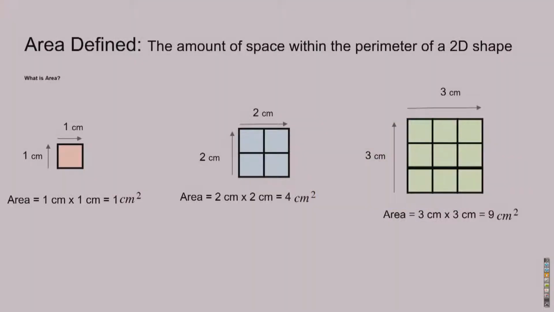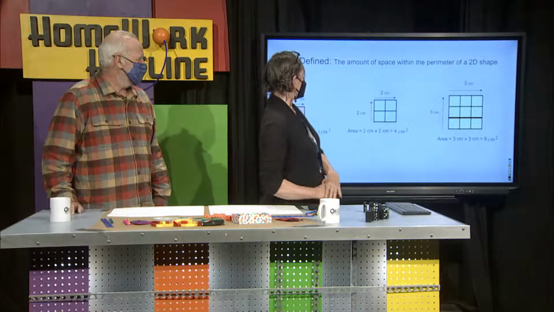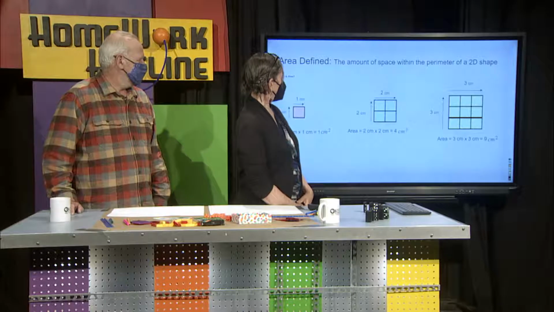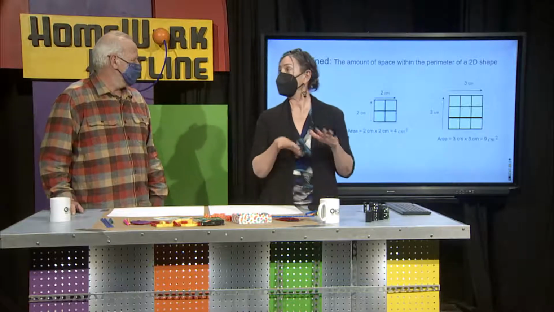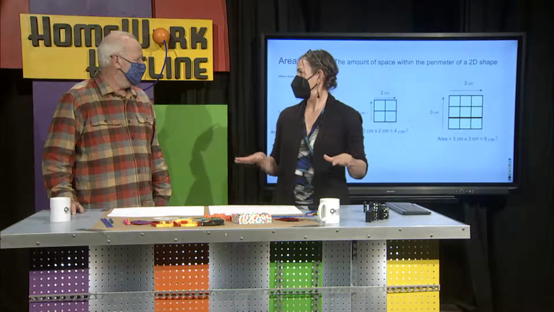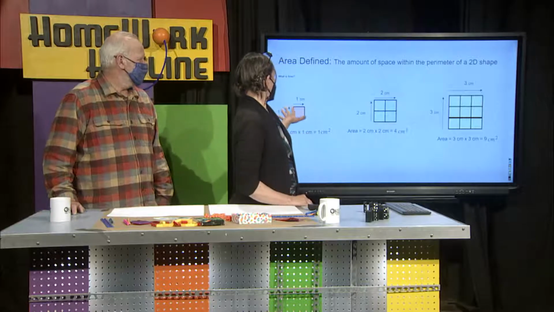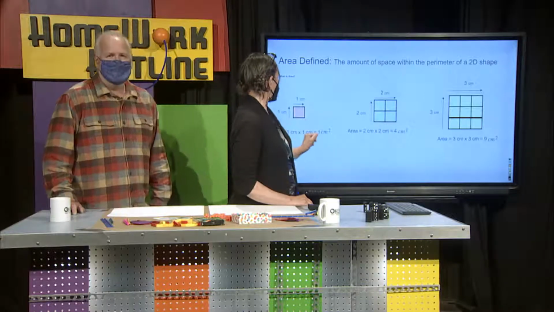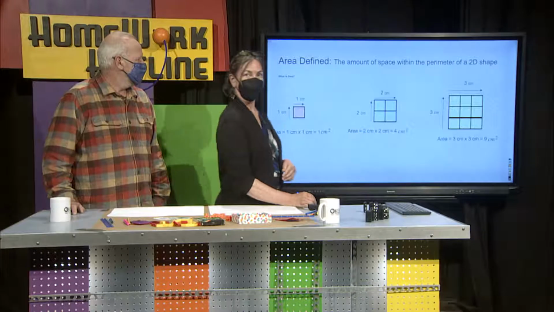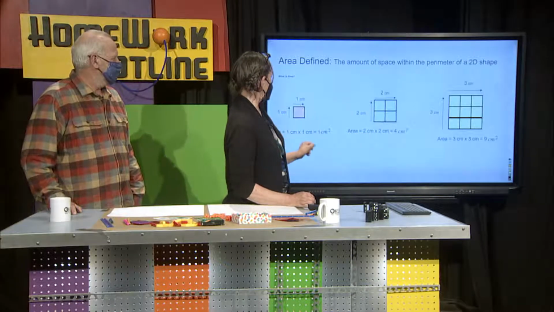So let's talk about what area is. I wanted to do this because I noticed that a lot of people get confused, so it's good to always review what each of these are. Area is defined as the amount of space within a two-dimensional shape. You might think of the carpeting that's on the floor in a room. And here we have our 1 centimeter square again. The area is the two sides multiplied.